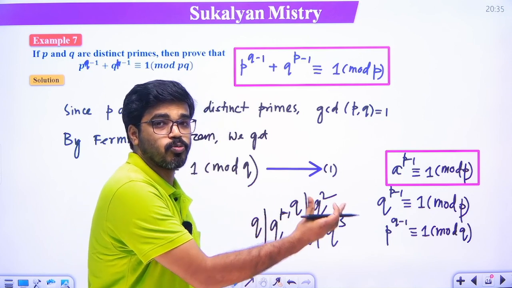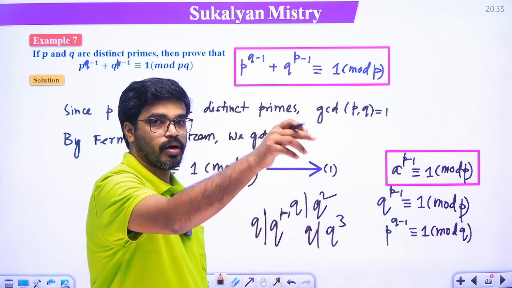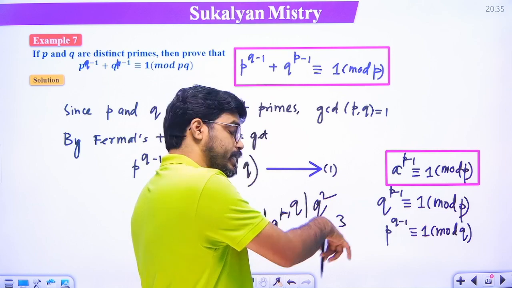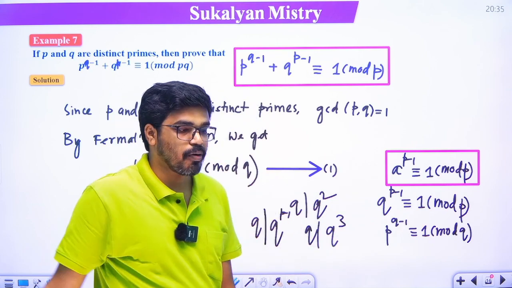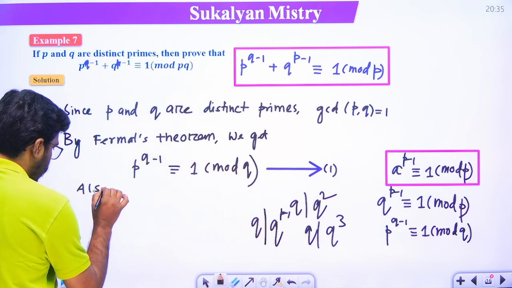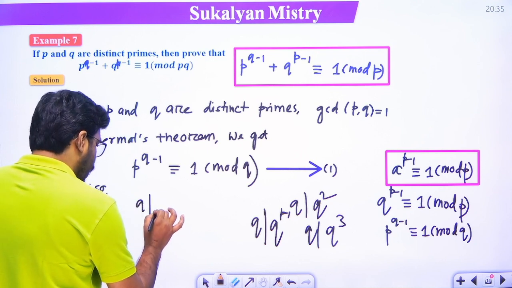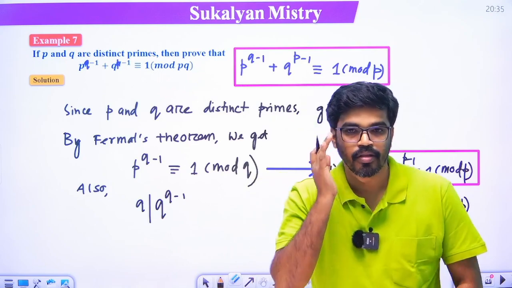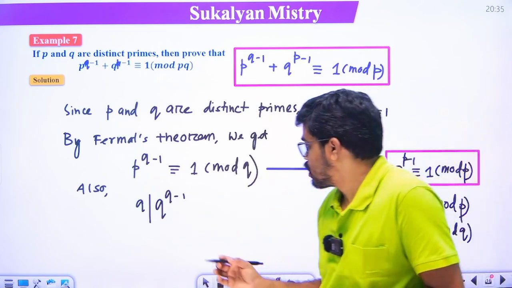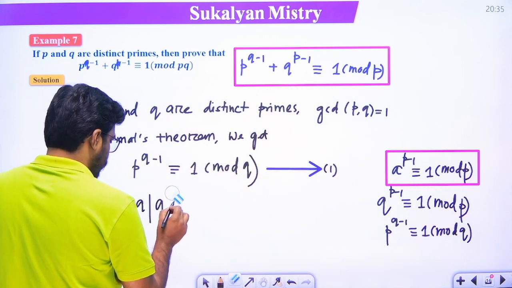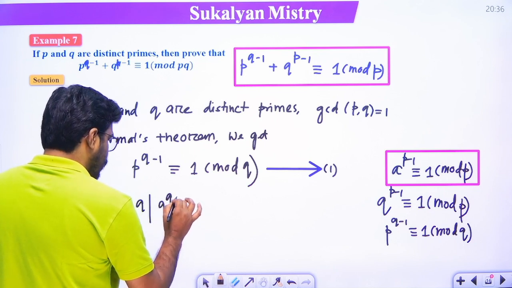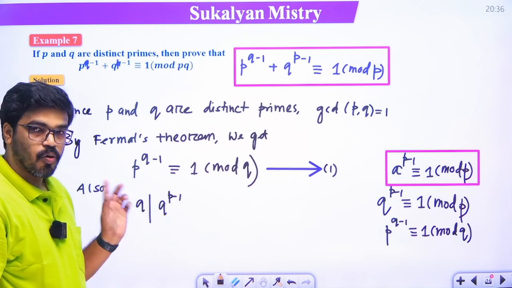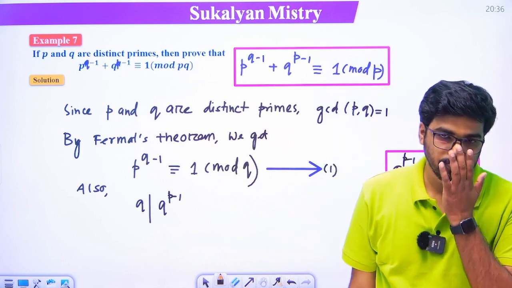That means if there is p minus 1 times the multiplication of q, q into q, so obviously it divides. See, q divides q, q divides q squared, q divides q cubed, so what you can get is q divides q to the power p minus 1, right? Also, q divides q to the power p minus 1, we can write. Okay.